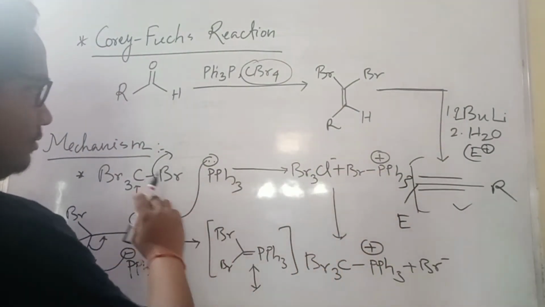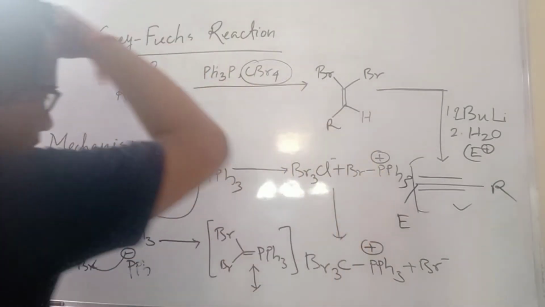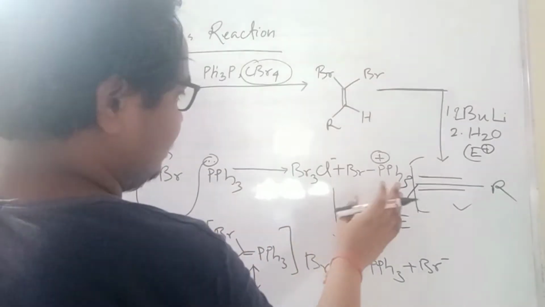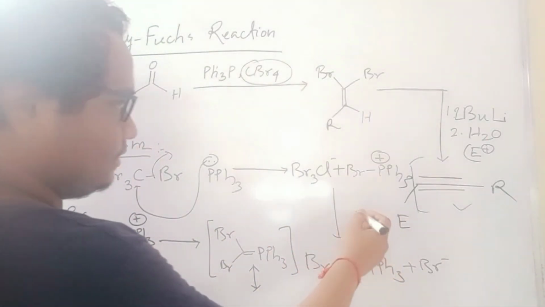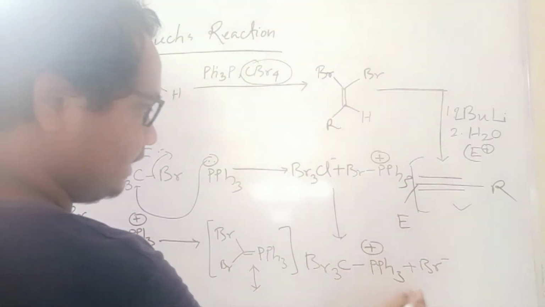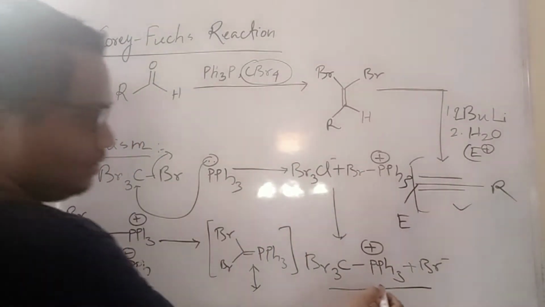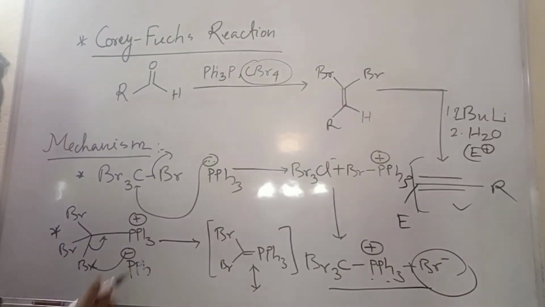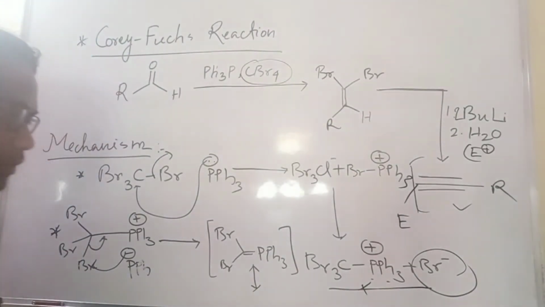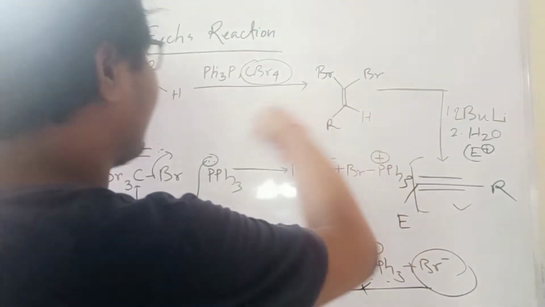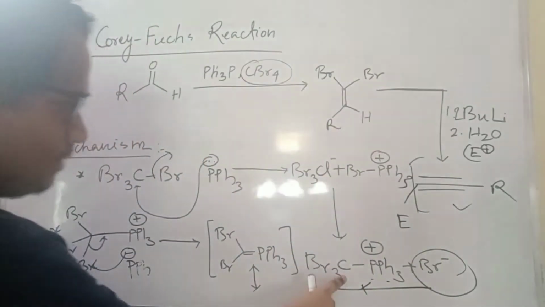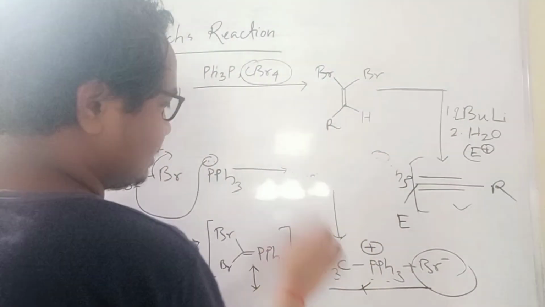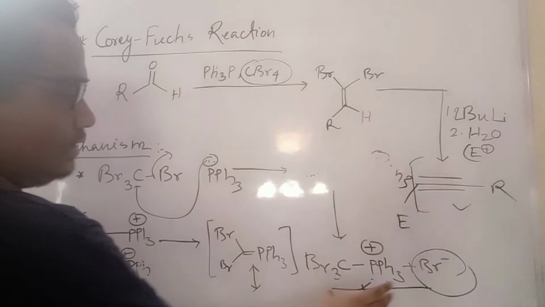This bromo PPh3 and bromide minus, so further this portion is very important because that will bring another carbon here. You understood. Actually this step is not so much needed, you can directly go to the next step. So you have CBr3, PPh3 and Br.